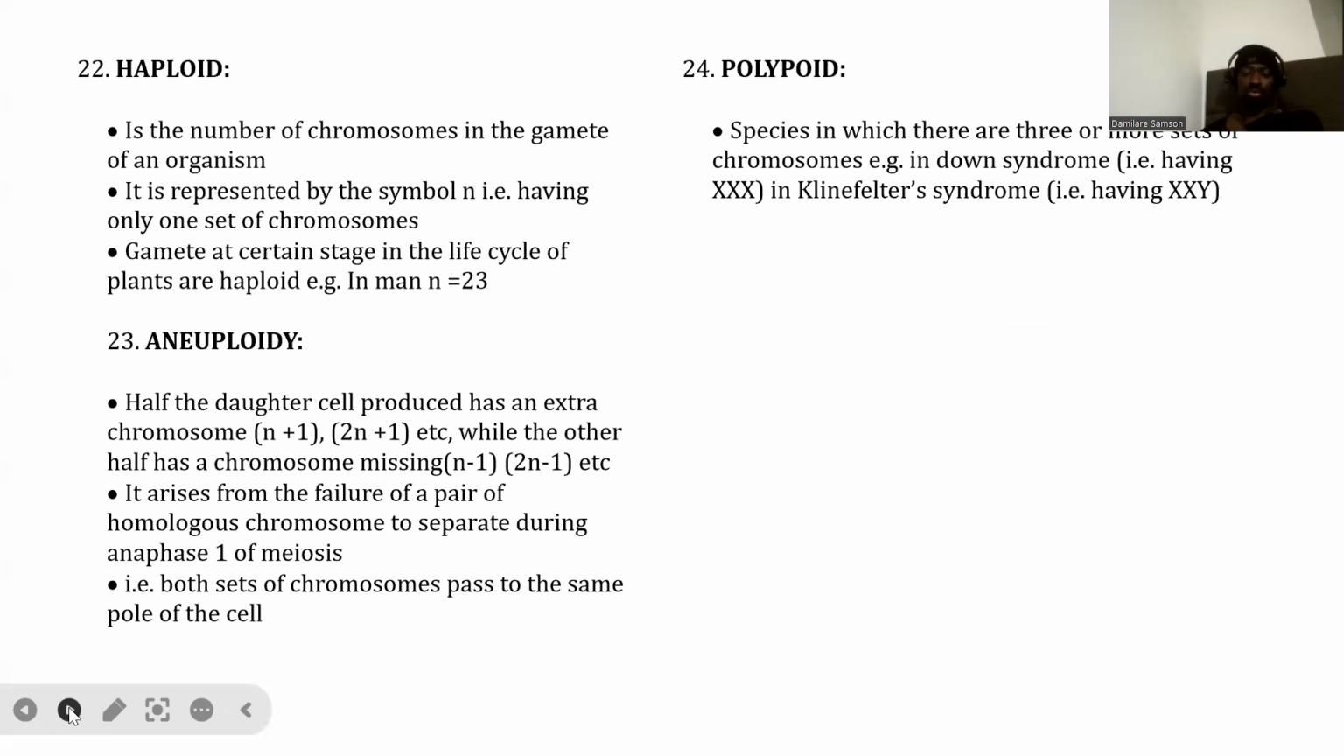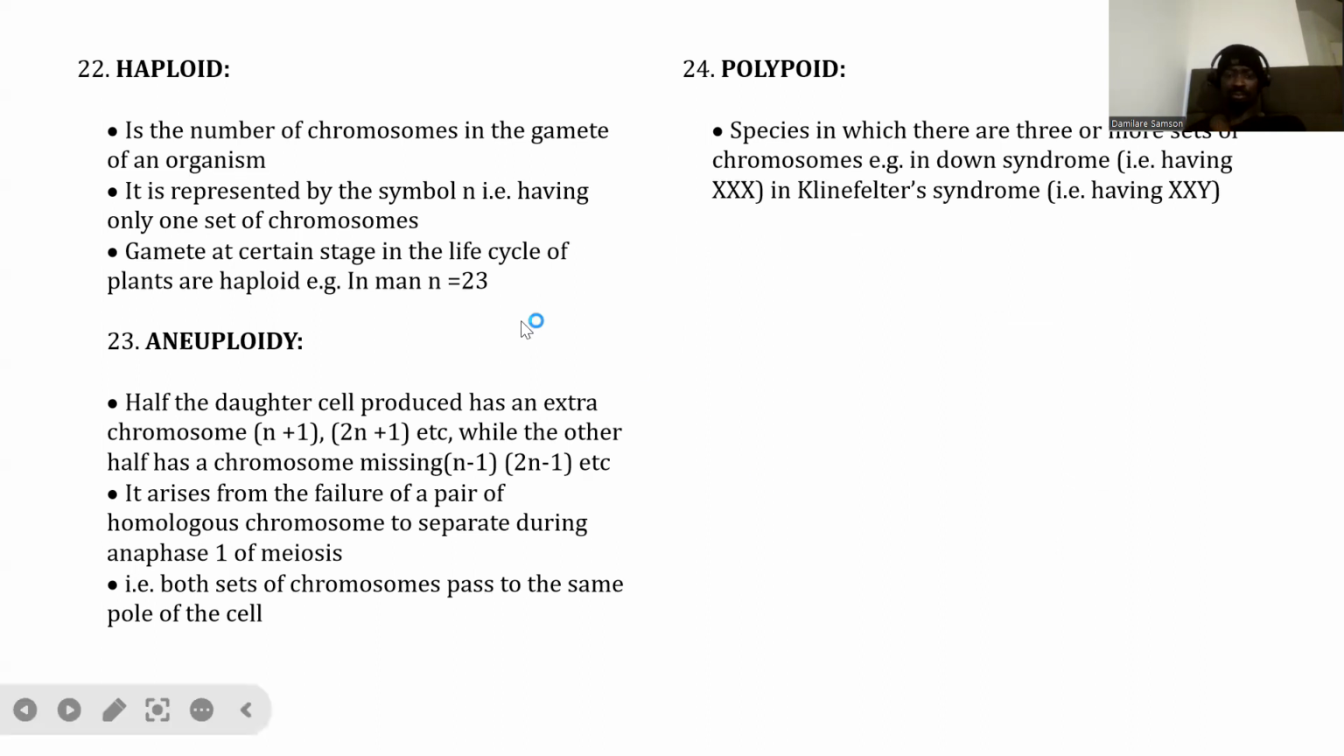And haploid too. I remember talking about haploid too many times. Anytime we talk about haploid, we are referring back to gamete. So it's the number of chromosomes in the gamete of an organism, and it is represented by the symbol N, which means 23 chromosomes. And the gametes at a certain stage in the life cycle of plants are haploid.